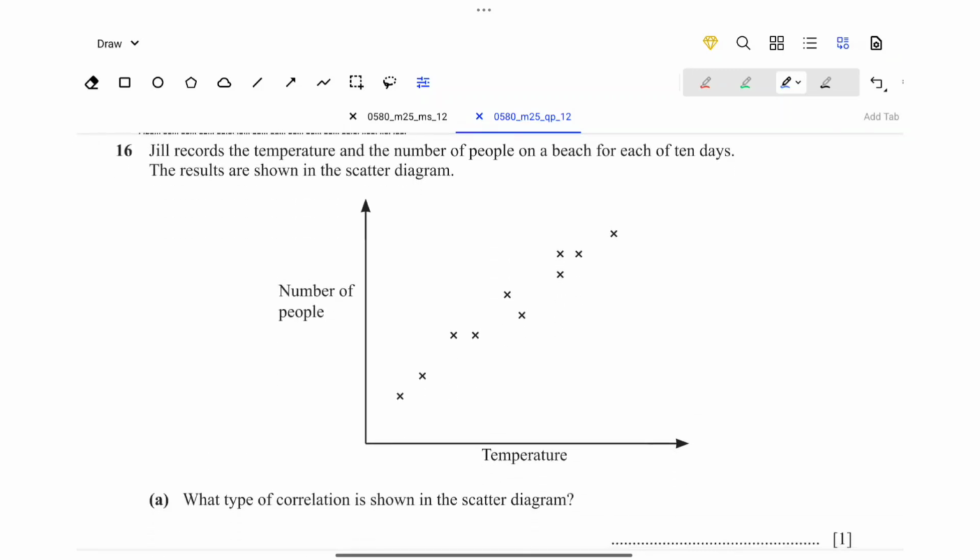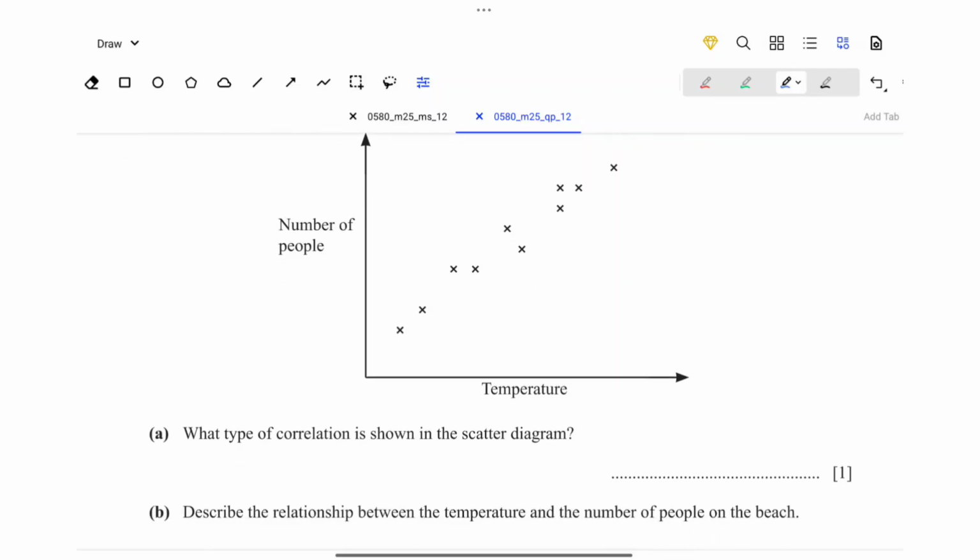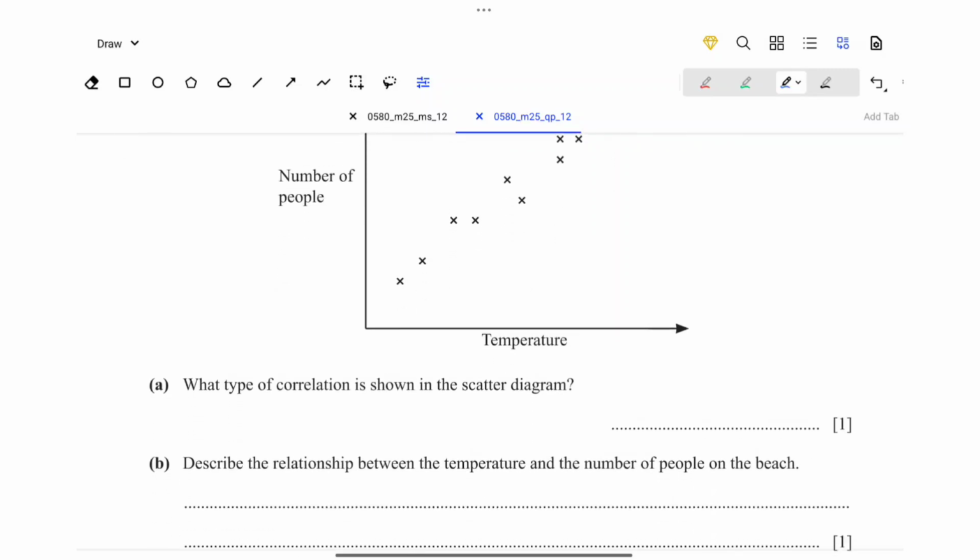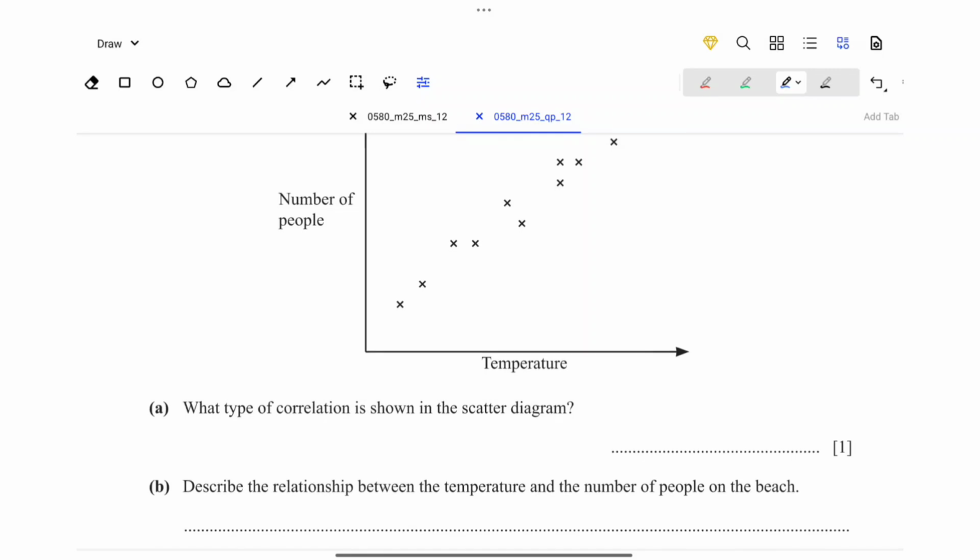So here, the next question is a scatter diagram, number of people and the temperature. The question is that Jill records the temperature and number of people on a beach for each of 10 days. The results are shown in the scatter diagram. Which type of correlation is shown in the scatter diagram?